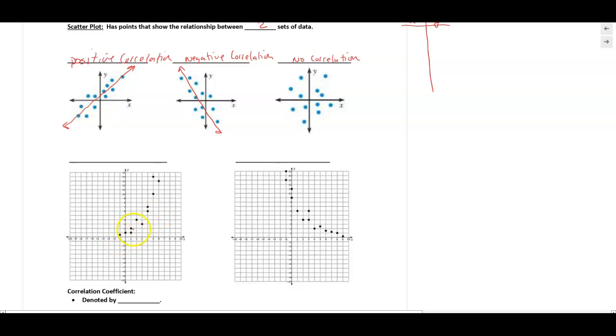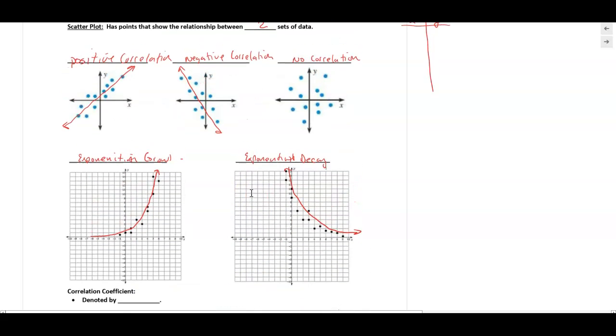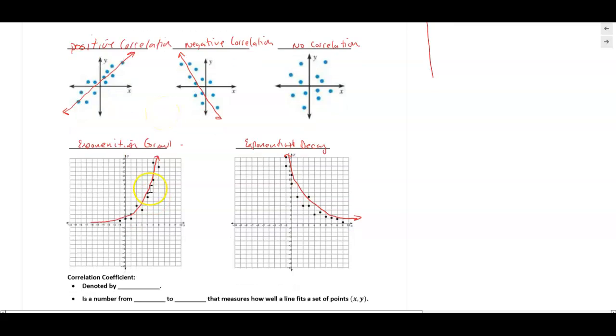Now, as we get down here, when I look at these dots, yeah, you could draw a line through it, but we're also going to have a correlation that shows exponential growth. But then we'll also have one that tends to mock exponential decay. All right. So these are the 5 correlations we're really going to talk about: positive correlation, negative correlation, no correlation, exponential growth, or exponential decay.